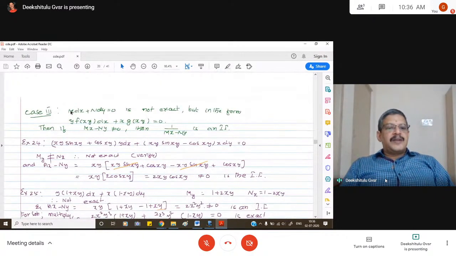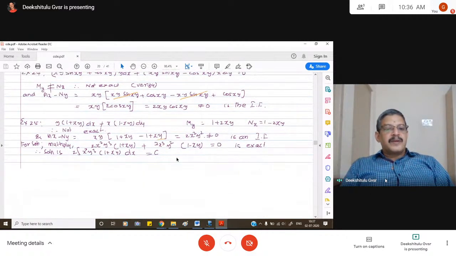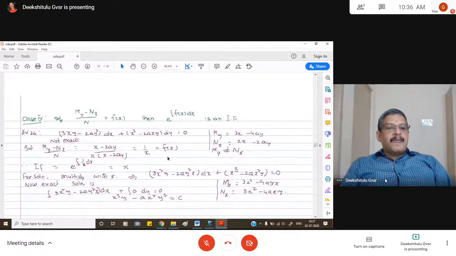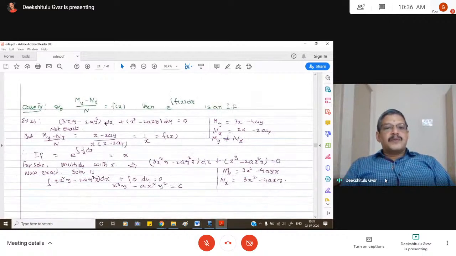So the third condition is, mdx plus ndy, this also we have done yesterday, is not exact, but in the form y into f of xy dx plus x into g of xy dy is equal to 0. Then if mx minus ny is not equal to 0, then 1 by (mx minus ny) is an integrating factor. Okay. So case 5, case 4. Yes, this we have to start today.